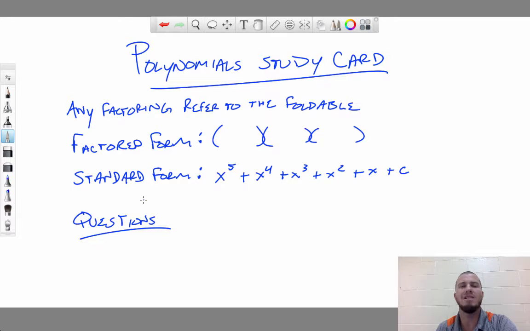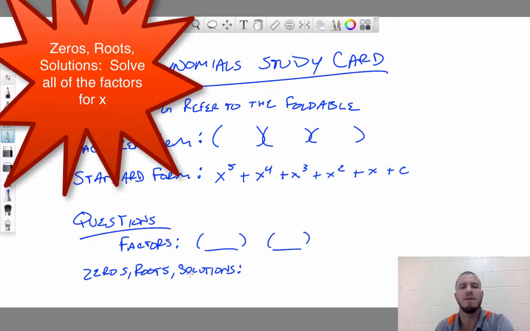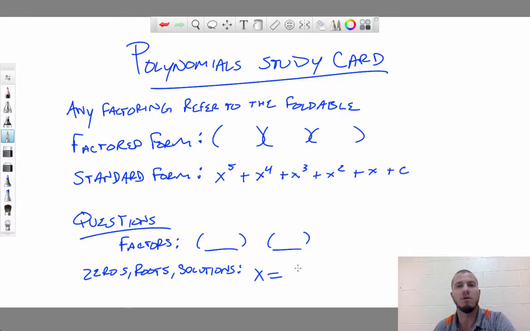Based on what question is being asked will determine what your answer will look like. So if the question is asking for the factors, then you're going to have the binomials normally, which are going to be the factors of the polynomial. If it's asking for the zeros, the roots, or the solutions, all of these are the same thing. Your answer should be x equals what your zeros, roots, or solutions are. So you have to solve for that variable to find out what it is.